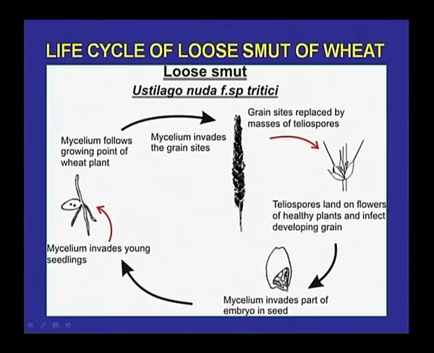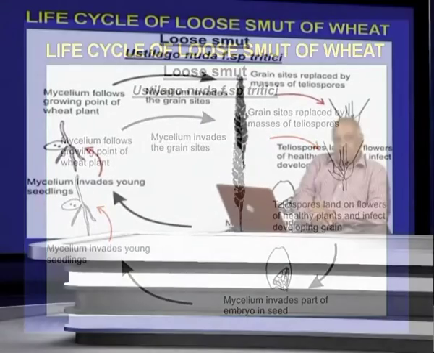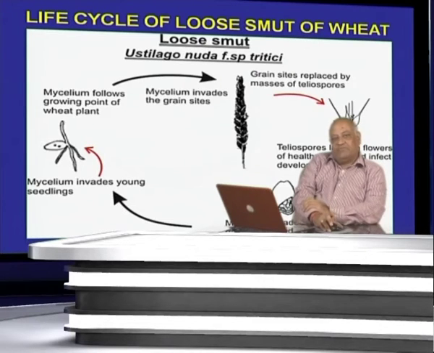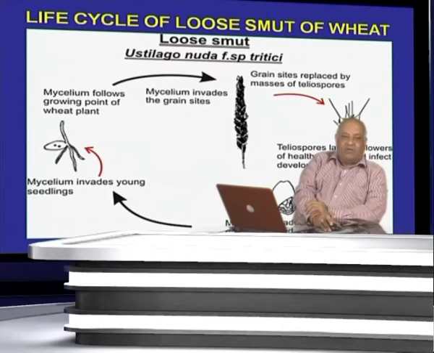This is the life cycle of the loose smut of wheat. It is caused by Ustilago nuda. It is a seed borne disease and very economically important, as after infection we see that only a black powdery mass is there on the earhead or panicle of the wheat.